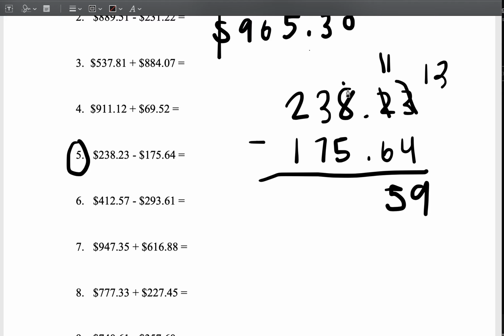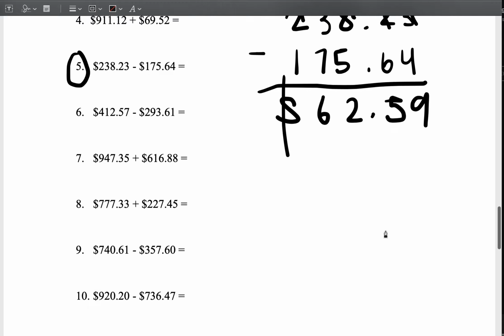Since you borrowed here, change this to a 7. 7 minus 5 is 2. 3 minus 7, you can't do that, so 13 minus 7, which is 6. And then since you borrowed here, change this to 1, and 1 minus 1 is 0. And since the decimal's right here, just bring it right down, so the answer to this is $62.59. This one's pretty easy.